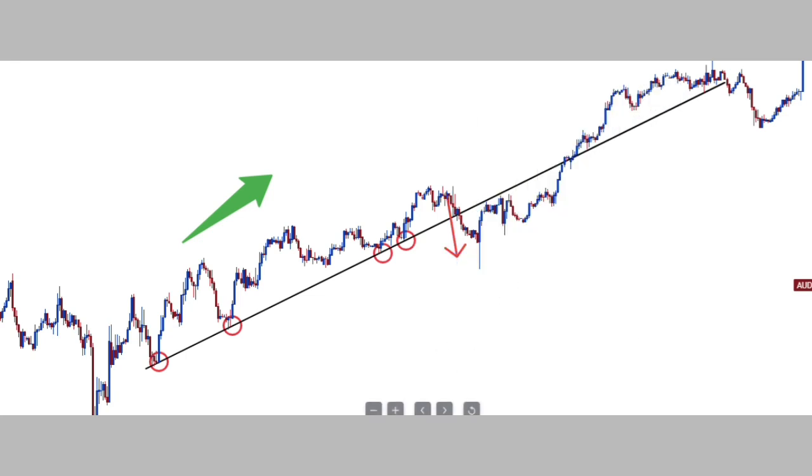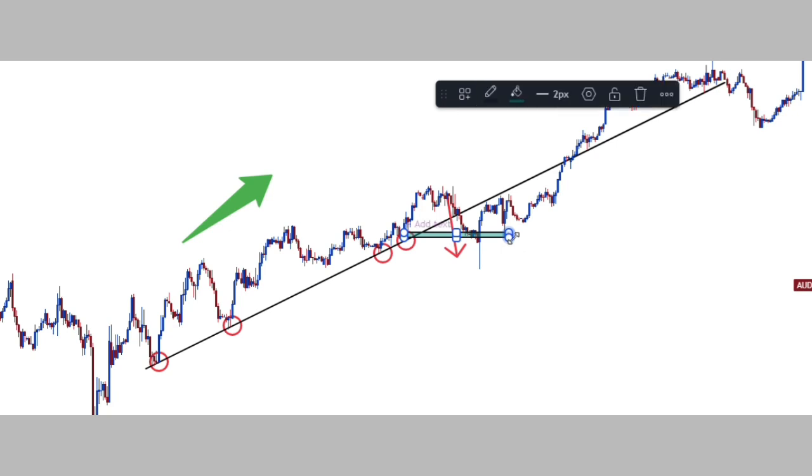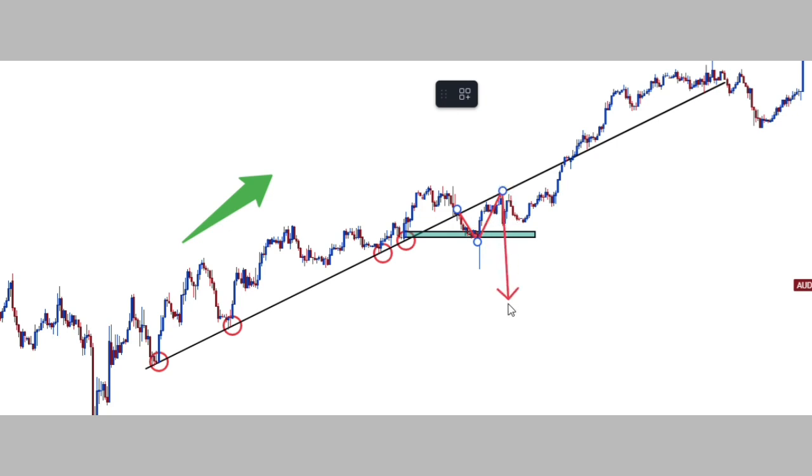They are thinking, okay, there is a change of character to the downside, because they see that this previous low has been taken out here. So they see a break below. What most retail traders are thinking is selling now. After this break below, they are waiting for a retest before they sell all the way to the downside.